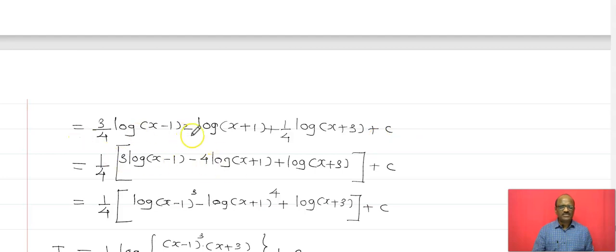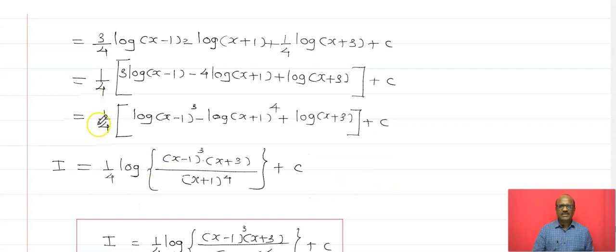Now I adjust that 1 by 4 to this middle term, and take 1 by 4 as common. Then you will get 1 by 4 [3 log of (x minus 1) minus 4 log of (x plus 1) plus log of (x plus 3)] plus c, and 1 by 4 [log of (x minus 1) whole cube minus log of (x plus 1) raised to 4 plus log of (x plus 3)] complete plus c.